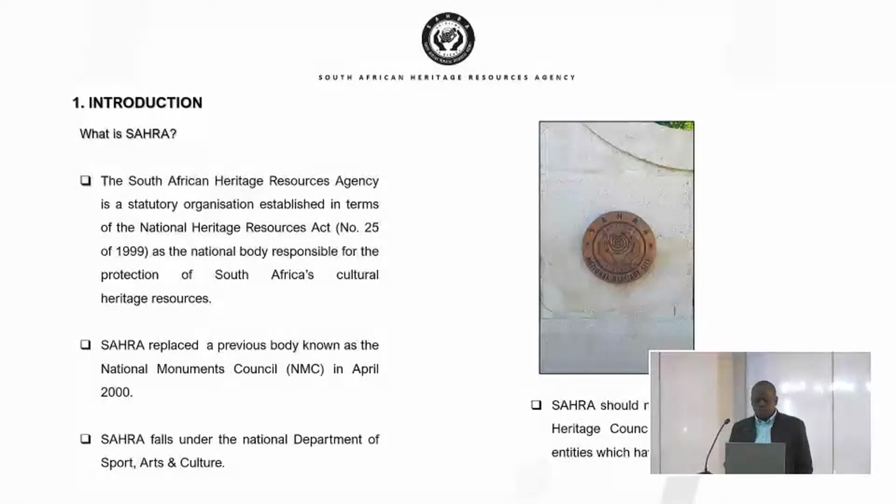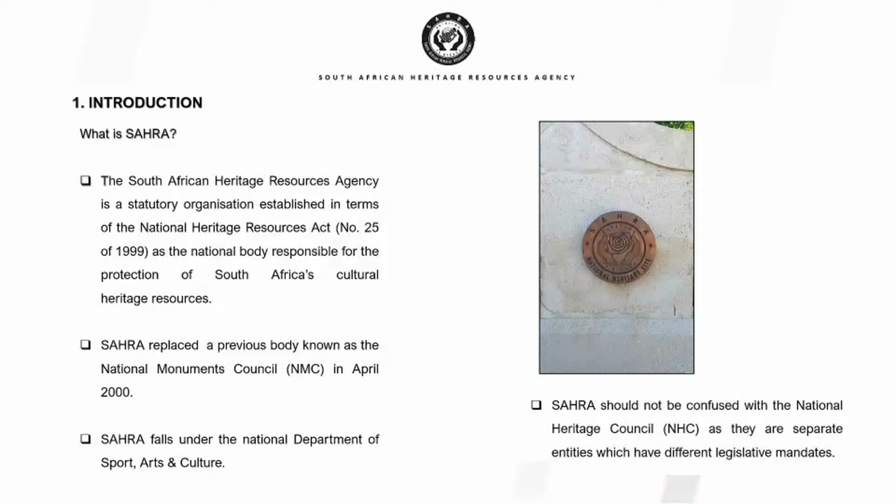By way of introduction, what is SAHRA? Some people, when you say SAHRA, they say who? They think SAHRA is a person. It's not a person, it's an entity. SAHRA, S-A-H-R-A, is an acronym for the South African Heritage Resources Agency. SAHRA is a statutory organization that was established in terms of the National Heritage Resources Act 25 of 1999 as a body that is responsible for the protection of South Africa's cultural heritage resources.